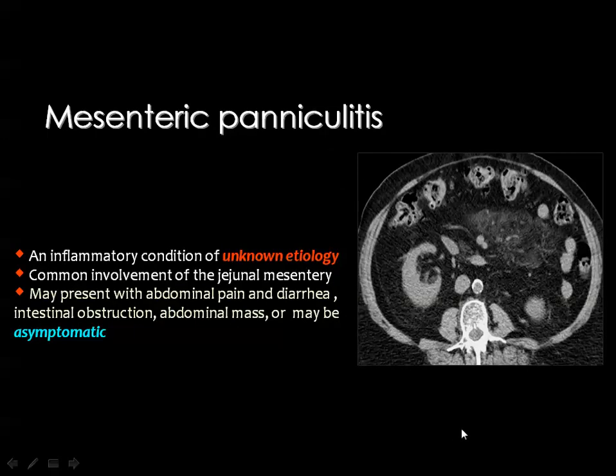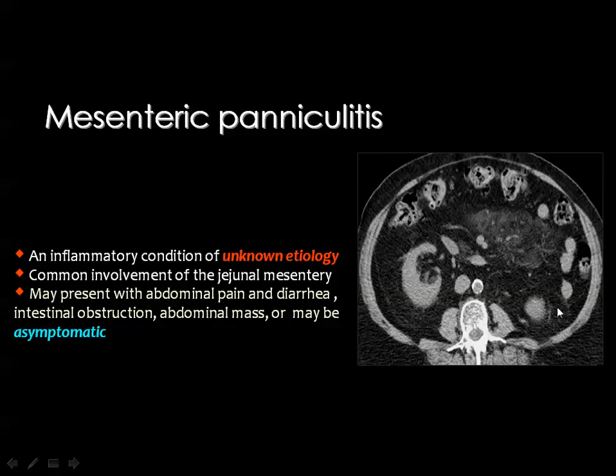Then one of the lesions affecting the mesentery is known as mesenteric panniculitis, and this is an inflammatory condition of unknown etiology. It commonly involves the jejunal mesentery, and the presentation is by abdominal pain, diarrhea, sometimes intestinal obstruction, or the appearance of a mass. However, some of these lesions may be absolutely asymptomatic.